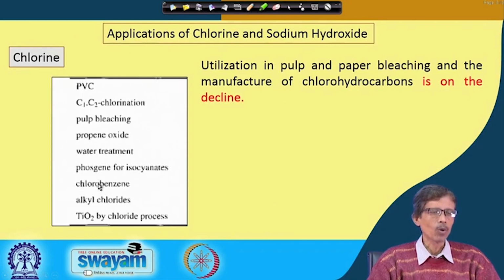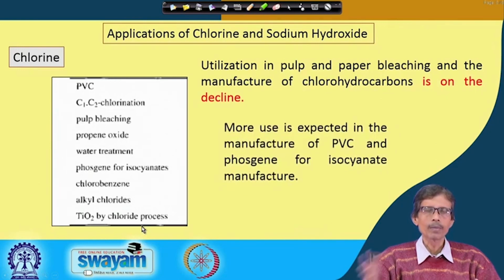Then making of chlorobenzene, alkyl chlorides and titanium dioxide by chloride processes, because there are some processes which are involving the use of chlorides. So, those chlorides can come from your typical Cl2 gas only. So, more use is expected in the manufacture of the first type, that means the manufacturing of the PVC, and the other one, that means the phosgene for isocyanate manufacturing.